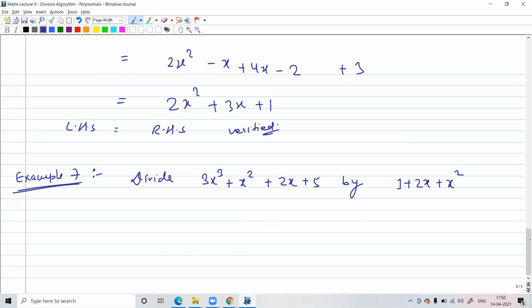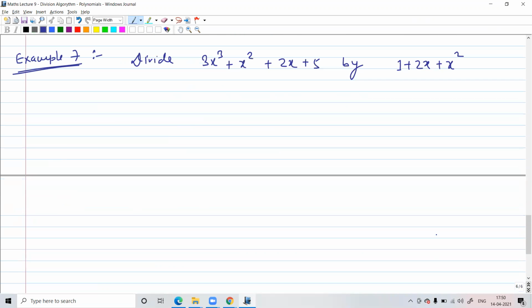So do this division very, very fast. Even though the divisor looks a little bigger this time, it has 3 terms. It's a quadratic polynomial, but the rules are very simple. You follow the same steps. Give it a try. I'll give you 5 minutes. Not 5 minutes, 2 minutes.